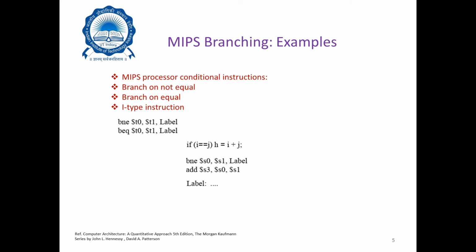If they are not equal it jumps; if they are equal, then we will add the values of $s0 and $s1, and then store the result in $s3. So here $s3 is associated with h, $s0 is associated with i, and $s1 is associated with j. Right? So as you see here, we have used three statements: BNE, add, and then label. Right? So this is one of the examples of how we can do MIPS branching. We have branched to label if the contents of $s0 and $s1 don't match. That means the contents of both the registers are not equal. Then only we will do the label jumping.